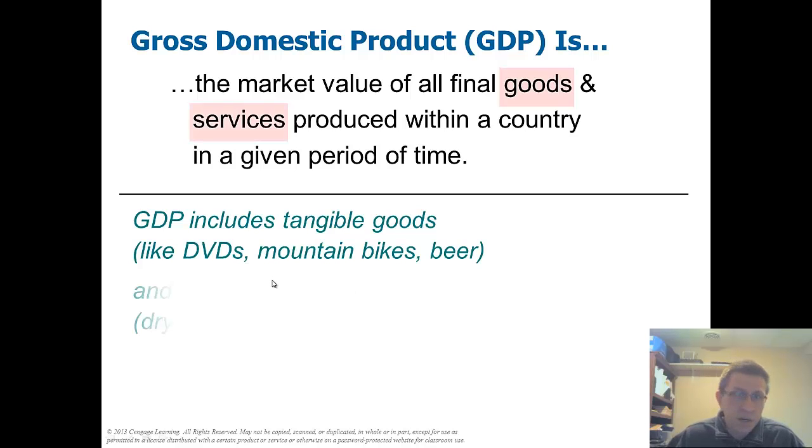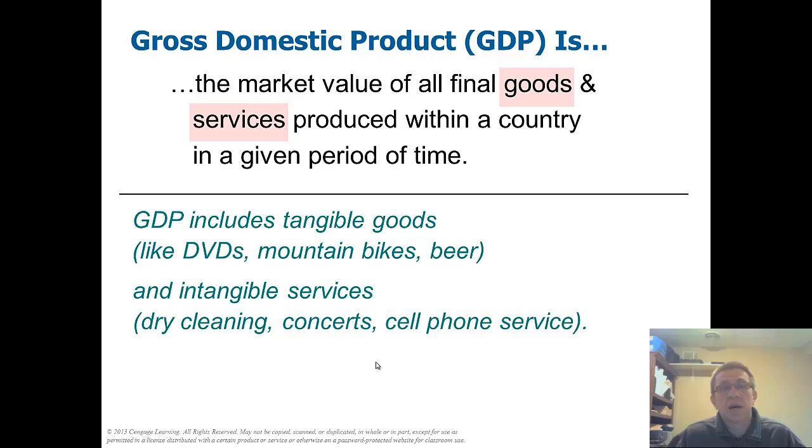GDP includes goods, like DVDs, mountain bikes, and beer, and services, like dry cleaning, concerts, and cell phone service. If any of you become financial advisors, which some in the business school at Susquehanna University go on to do, you're providing a service. Services are counted.